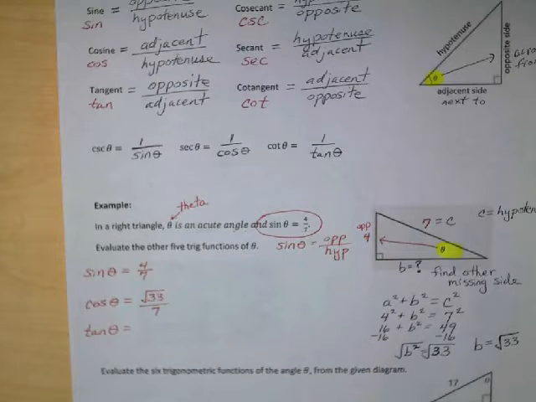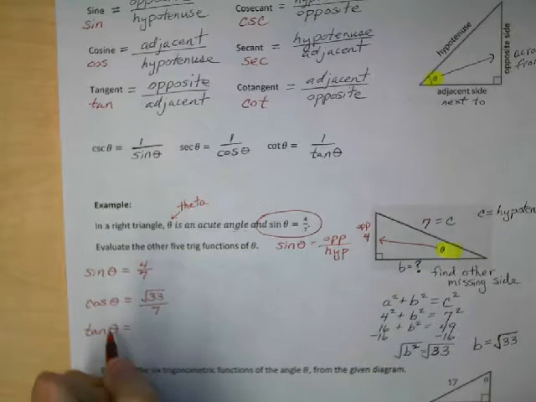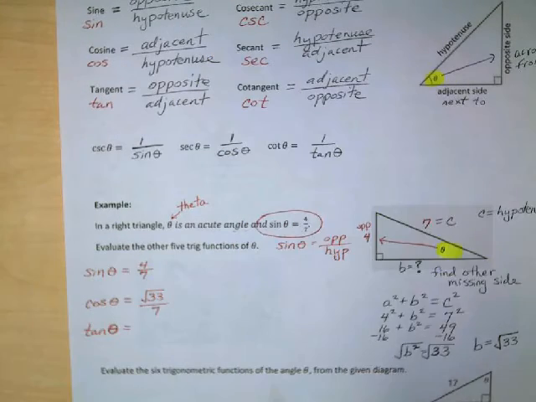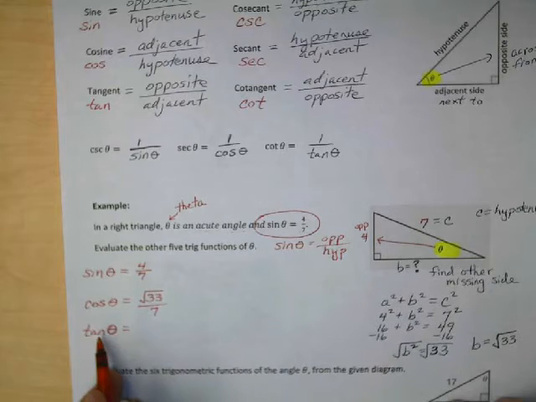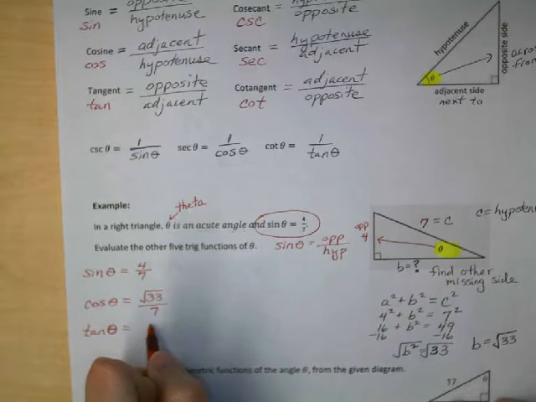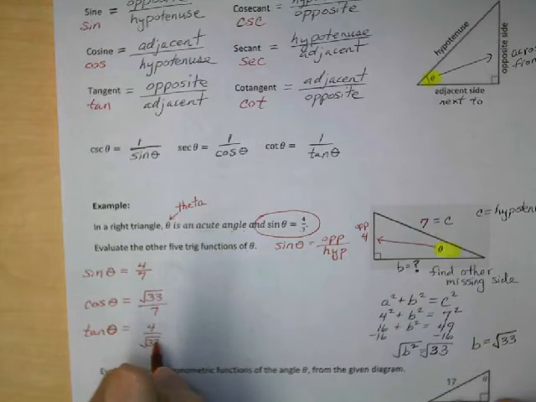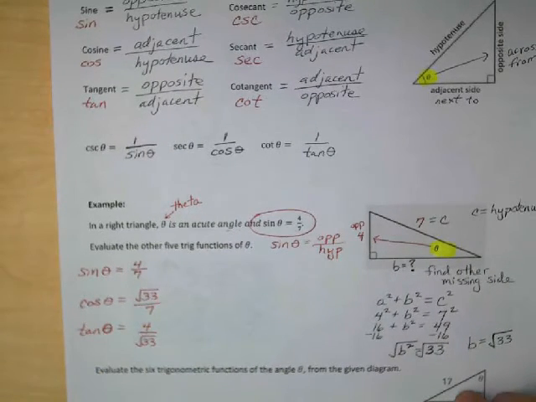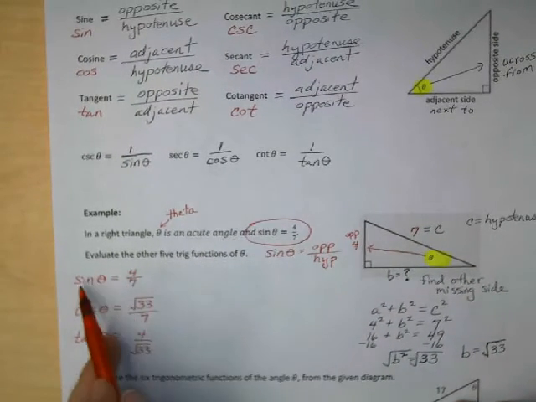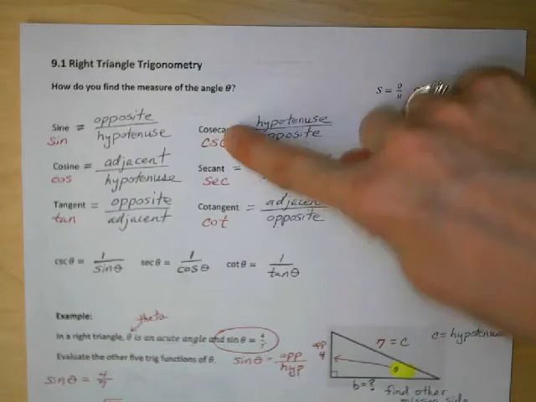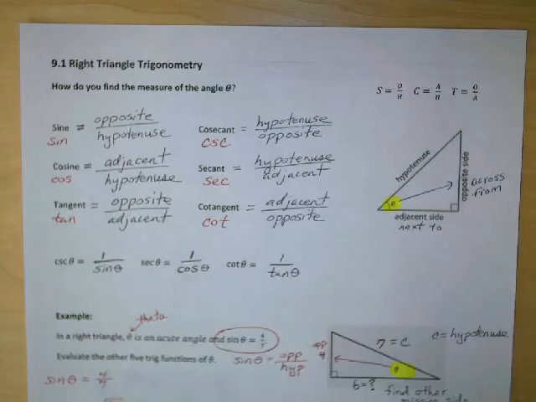Okay, what about tangent? So all it is, is reading these up here and writing the correct sides that you need. So what should we put for tangent? 4 over square root of 33, okay. That's good. Okay, sine. Now, the other 3, you're not as familiar with them, but they're just the opposite of the first 3 we did.